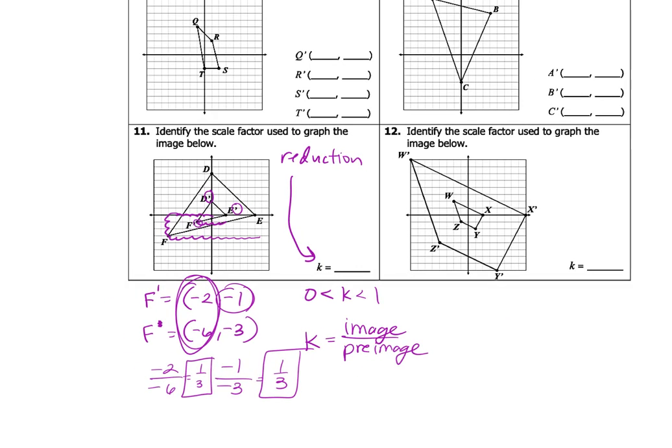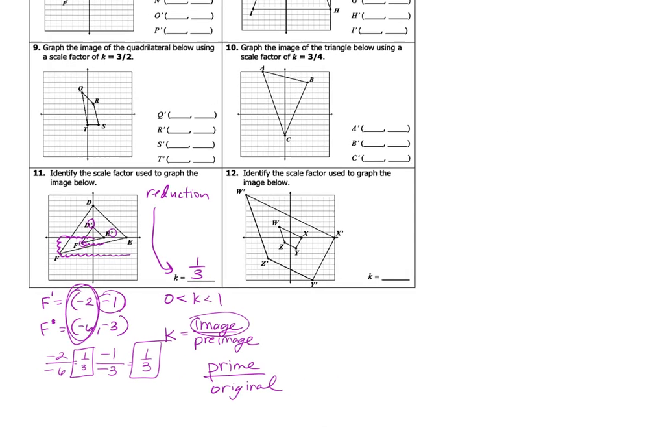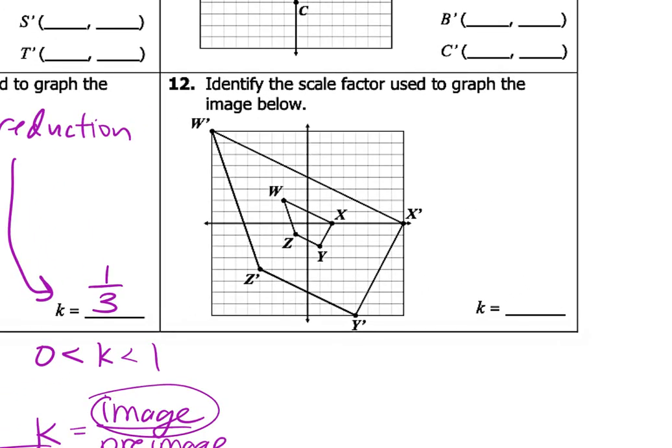So if you just name a point for each of them, F and F prime, A and A prime, C and C prime, you name those points. You always want to go the image, so the prime, right? The prime setup over the original number, and that will help you find your k value. So take a look at this one and see if you can figure it out using that idea.